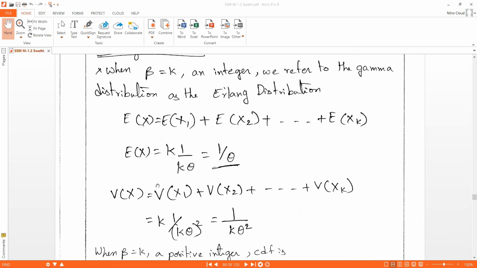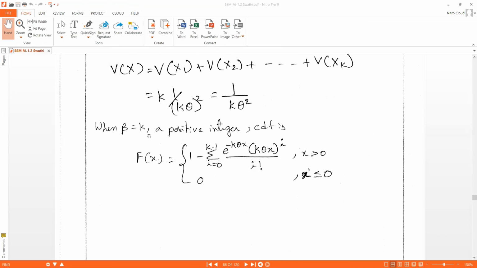Variance is V of x is equal to V of x1 plus V of x2 plus V of x3 until V of xk. This can be written as k into 1 by k theta whole square. So that is equal to 1 by k theta square.